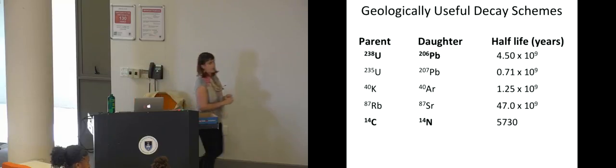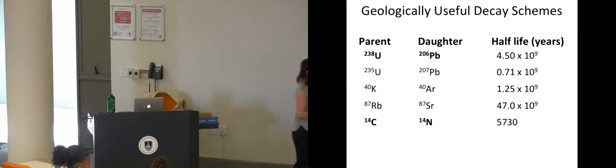So here are some geologically useful decay schemes. These are based on various different elements. We have uranium, and we have two uranium decay schemes: uranium-238 and uranium-235, both of which are radioactive. Their final daughter isotope in both cases is lead, lead-206 and lead-207. And so we can use this as the uranium-lead dating scheme.